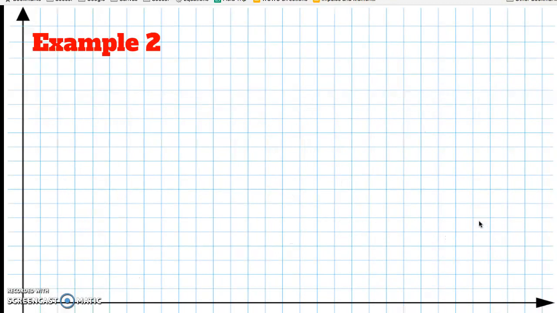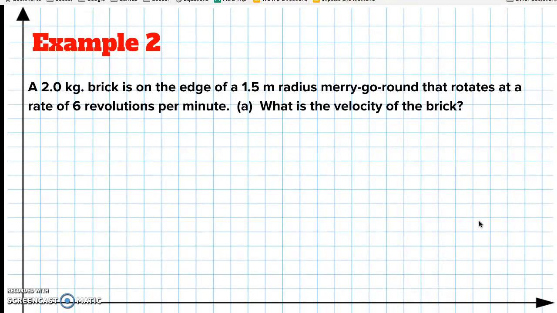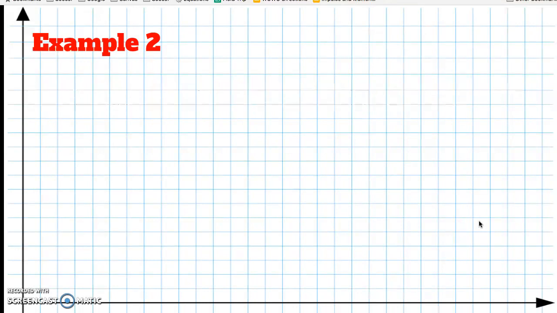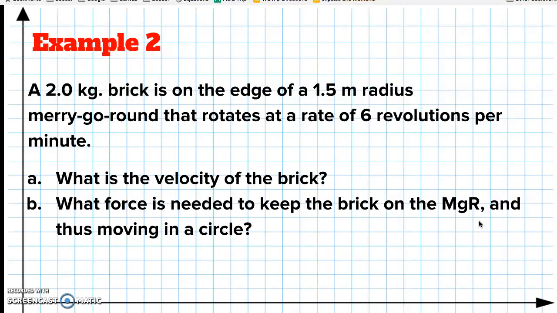Okay, let's do one more example. This one's a little more complicated. We're going to look at a brick, and think about a brick on the merry-go-round. So we have a 1.5 meter radius merry-go-round. A 2 kilogram brick is resting on the edge of the merry-go-round. And the merry-go-round is rotating 6 revolutions per minute. We call those RPMs. So in this case, you don't have the velocity of the brick directly. We're going to do a little calculation to find that. So the first question is, what is the velocity of the brick? And the second question is, what is the force that is needed to keep the brick on the merry-go-round and thus moving in a circle?